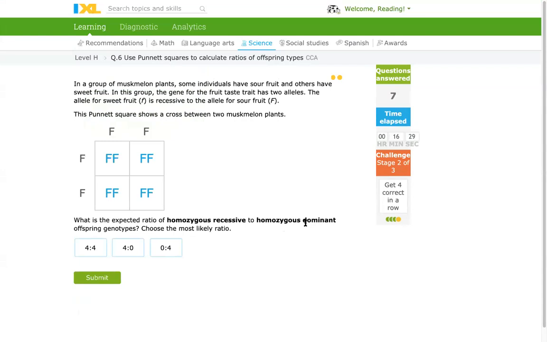Recessive to dominant, Cortland. Make sure you keep them in order. Recessive to dominant. Good job. They're coming in. All right. So how many recessive do we have? How many lowercase? Zero. And how many homozygous dominant ones do we have? Four. So our ratio is zero to four.